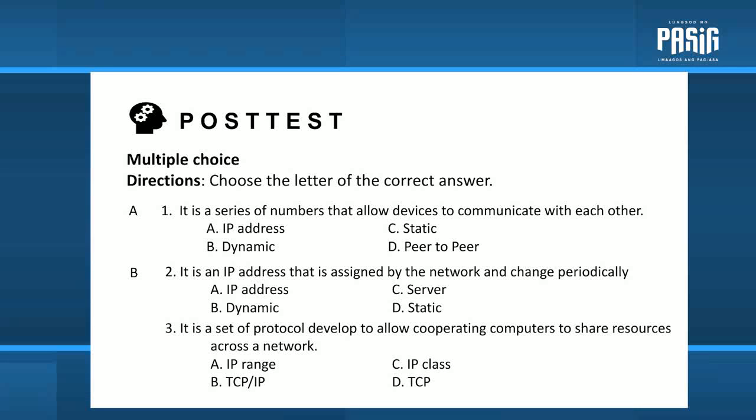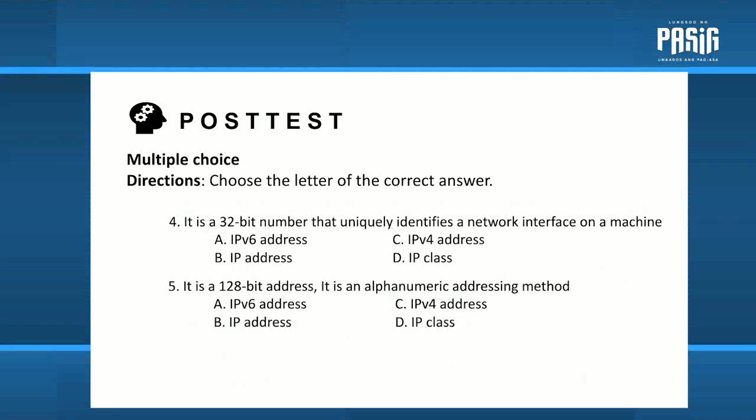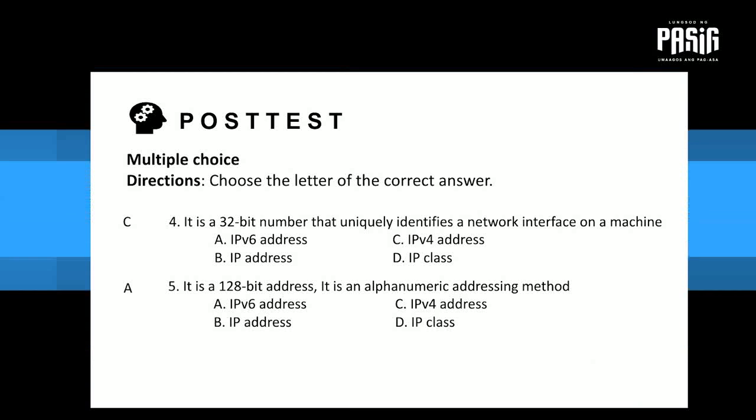Number 3. It is a set of protocols developed to allow cooperating computers to share resources across a network. The answer is B, TCP/IP. Number 4. It is a 32-bit number that uniquely identifies a network interface on a machine. The answer is C, IPv4 address. Number 5. It is a 128-bit address. It is an alphanumeric addressing method. The answer is A, IPv6 address.